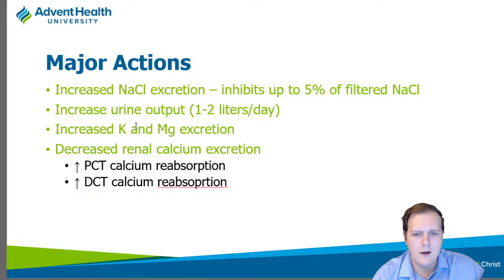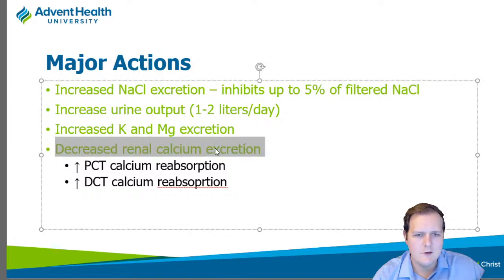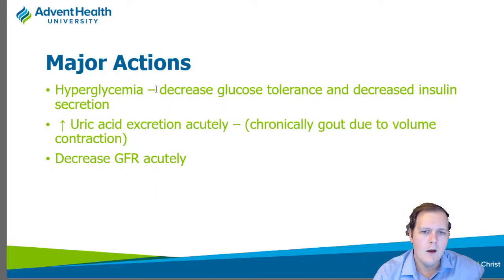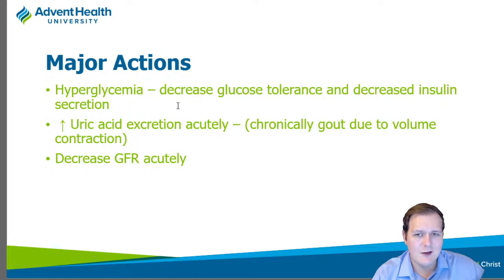We'll see some more potassium and magnesium excretion, but we'll see decreased renal calcium excretion. You're going to hold on to more calcium, which can actually cause hypercalcemia to some degree. Usually pretty mild, but you can see that, okay? Other effects we're going to see here, and this is just like we saw with the loops, you can see hyperglycemia. You can see increased uric acid because of the contraction part of losing that fluid, the reflex part of activating the sympathetic nervous system. These are all the same, right? These have all been things we've seen with the loops.